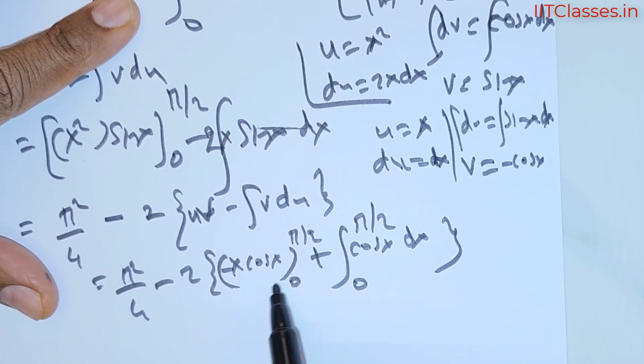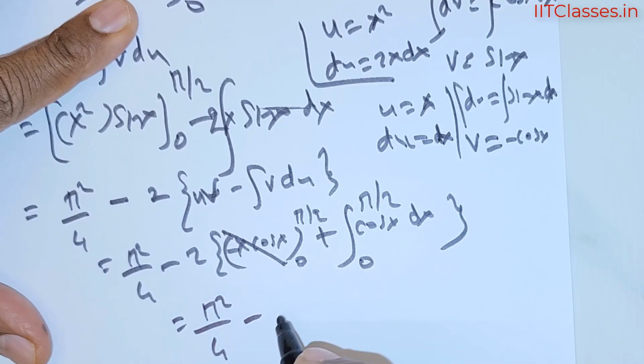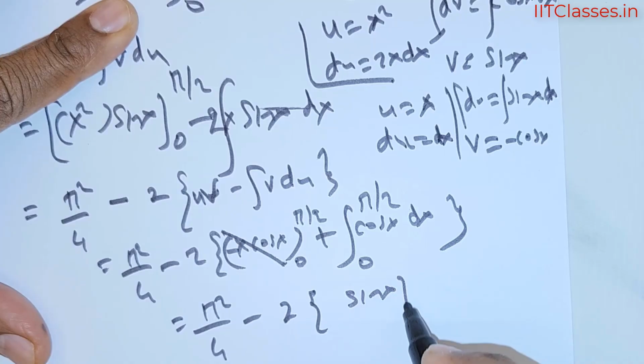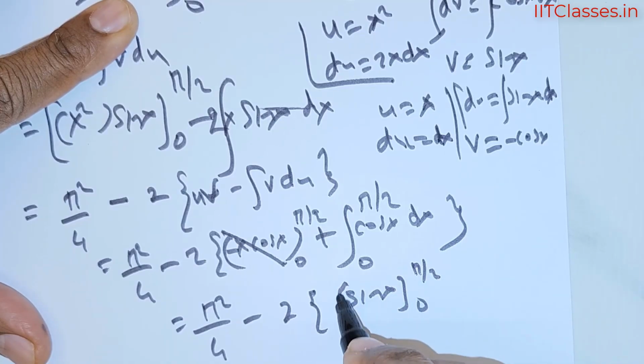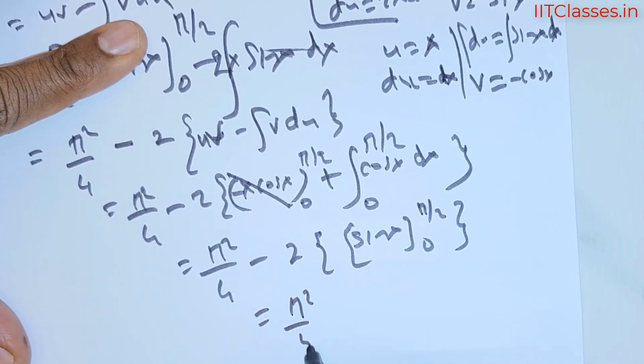Now I substitute the upper limit, I get 0, lower limit I get 0, so this goes off. So this is going to be pi squared over 4 minus 2 times, I integrate cos x, I get sin x. The limits are 0 to pi over 2. I substitute the upper limit, I get 1, so this is going to be pi squared over 4 minus 2.